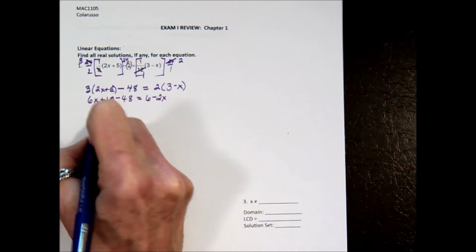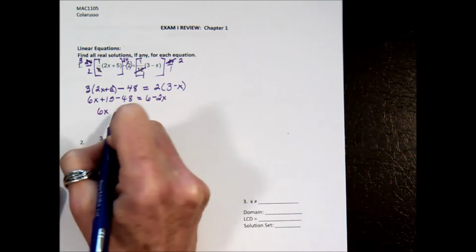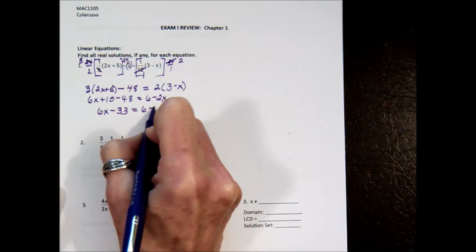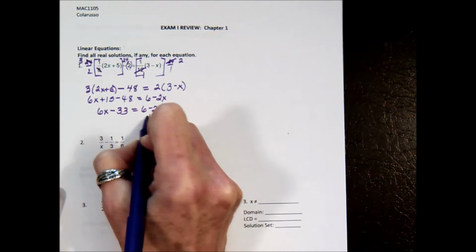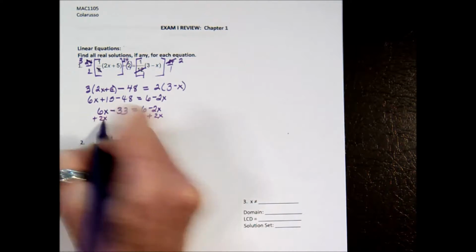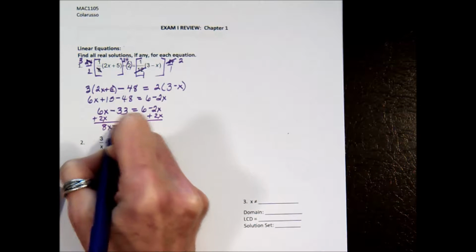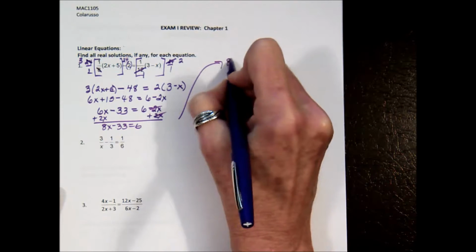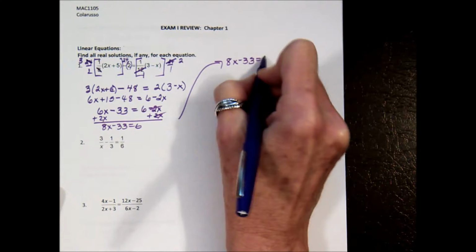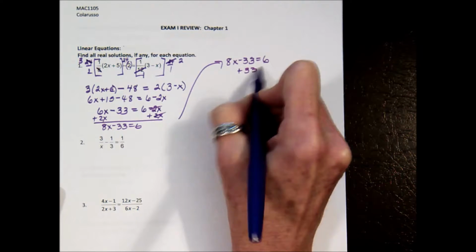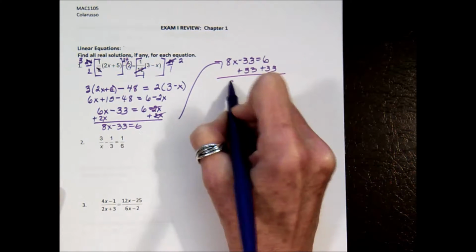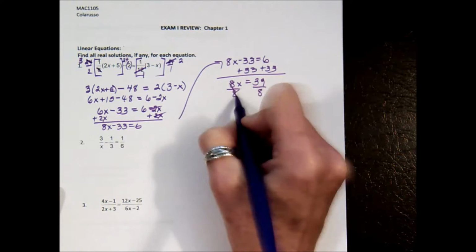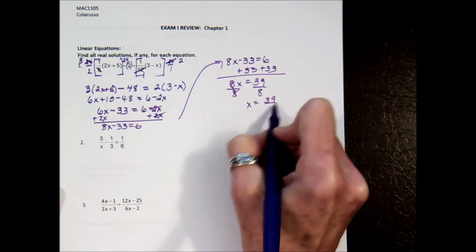Combining like terms on this side gives me 6x minus 33, a positive 15 and a negative 48. On this side, there are no like terms to combine. I'm going to get my variables together by adding the 2x. I get 8x minus 33 equals 6. Let's continue up here. So 8x minus 33 equals 6. I'm now going to add a 33 to both sides, and I get 8x equals 39. We divide by 8, and we get x equals 39 eighths.